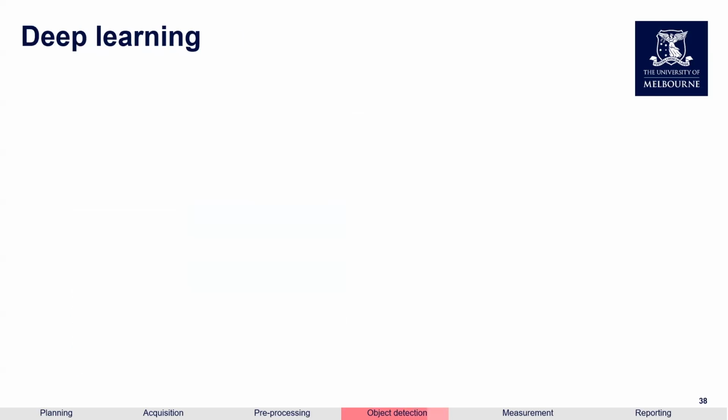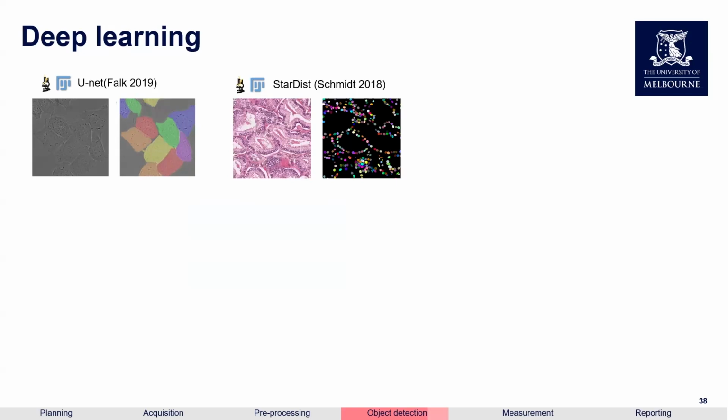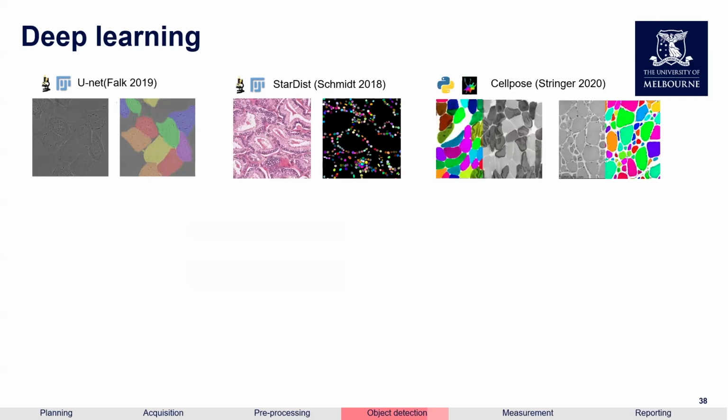But there are also deep learning models that can detect much more complex patterns in challenging images. For example, UNet can segment individual cells from bright field or EM images, which are really low contrast like this. Another deep learning model called StarDist is really good at detecting round objects like nuclei in fluorescence and also in histology. And another really popular deep learning model is Cellpose, which is a very versatile tool that handles various cell shapes.